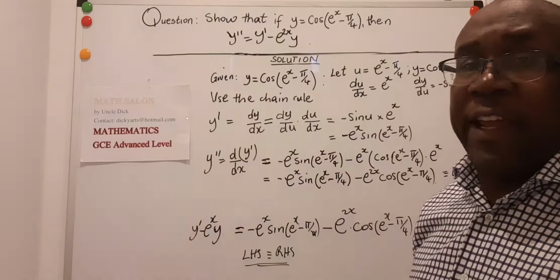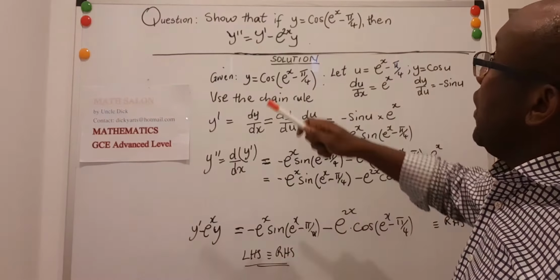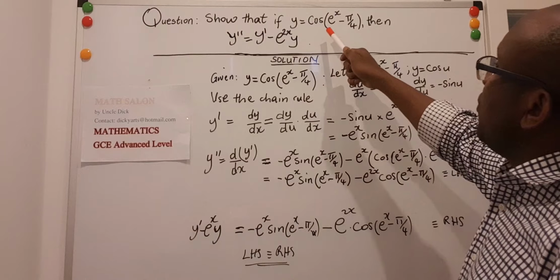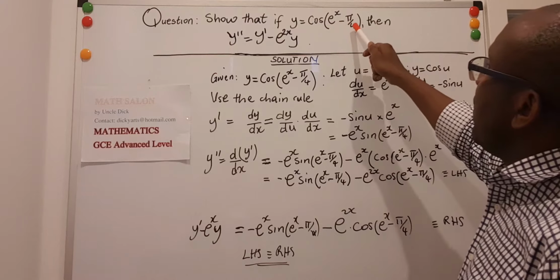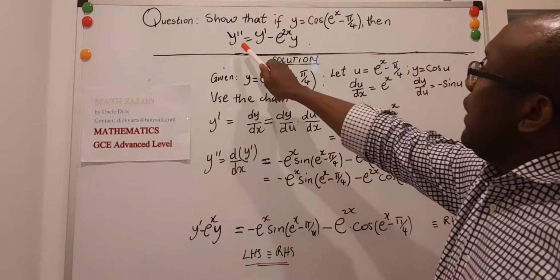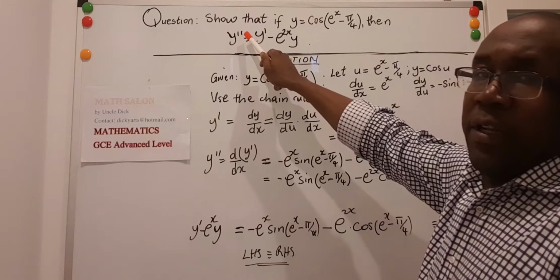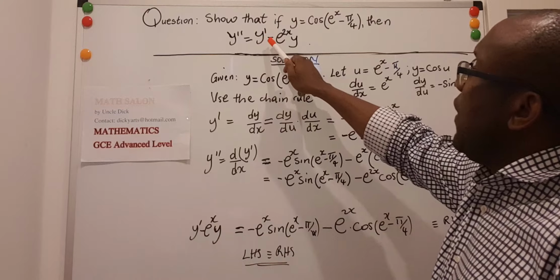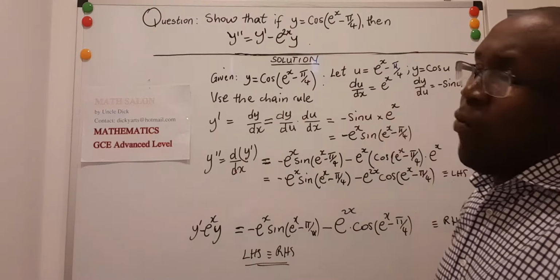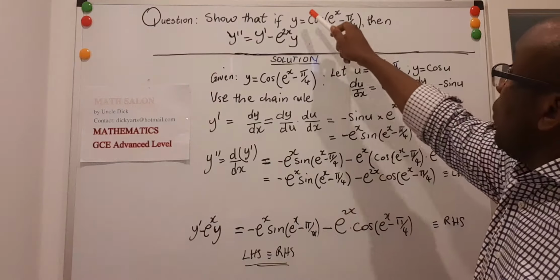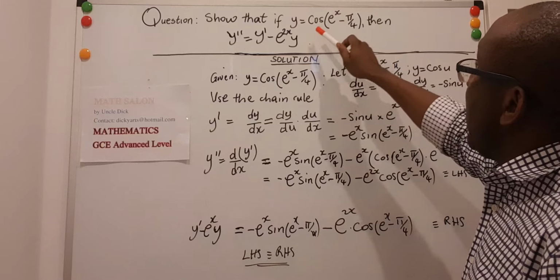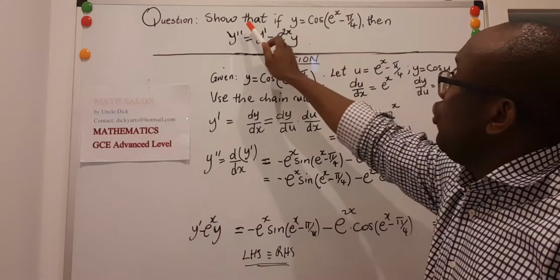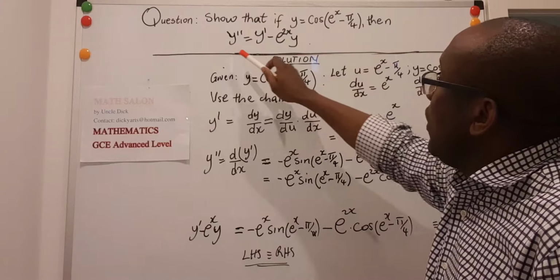So the question today that we'll be looking at is a proof to show that if y is equal to cos of e to the x minus pi on 4, then y's second derivative would be equal to y's first derivative minus e to the 2x times y. So we are given this function y is equal to cos of e to the x minus pi on 4, and we have to show that this equality holds.